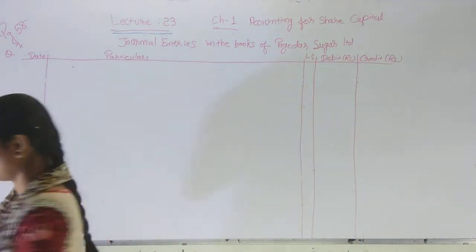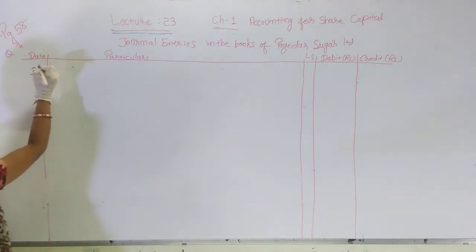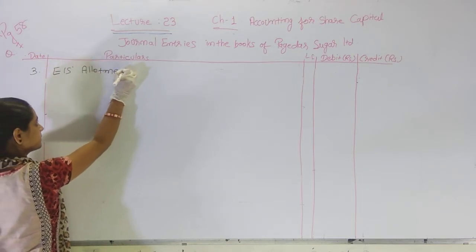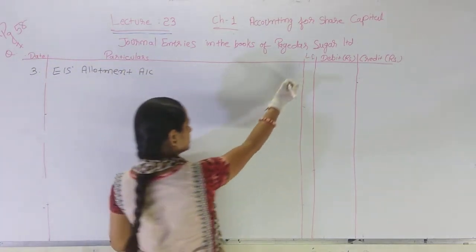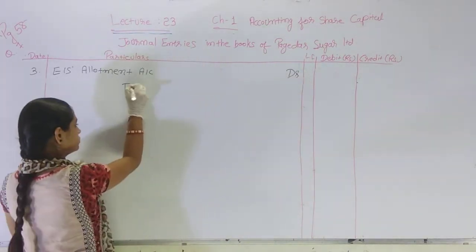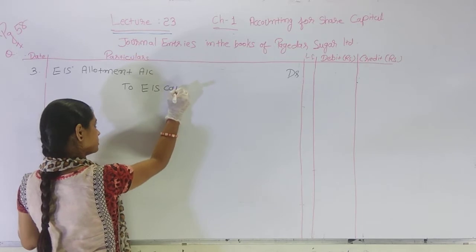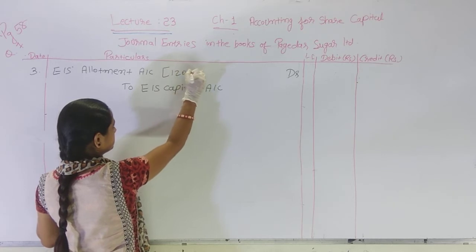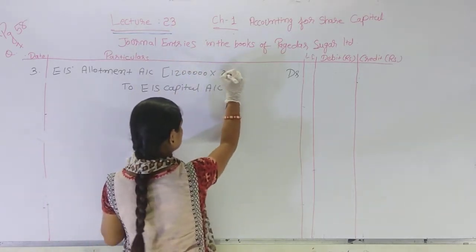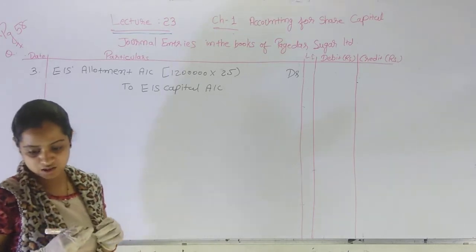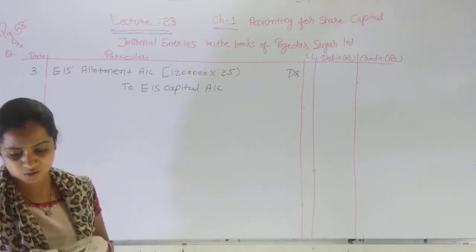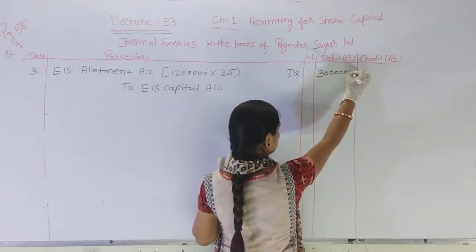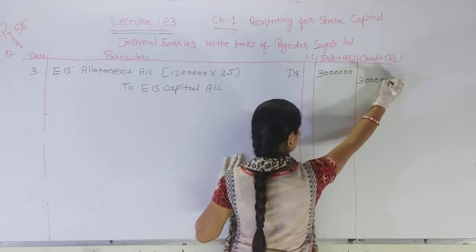So, the third one. Equity share allotment account debit to equity share capital account, 12 lakh into 2.5, right? In this we have demanded the same amount 2.5. That means total we have to demand 30 lakh rupees from public.